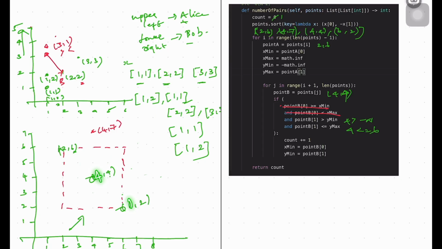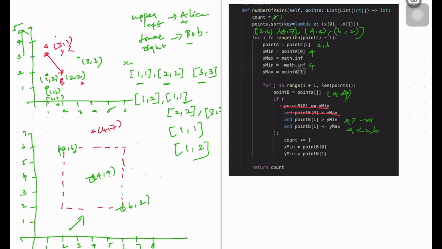So when the next point is coming, you know, okay, something already existed on this rect. Now this is your updated x-min. So x-min will be point b of 0, which is 4, and your y max will be, sorry, y min will be, earlier it was 6, now it is 4. Got it? Now why are you updating your y min here?